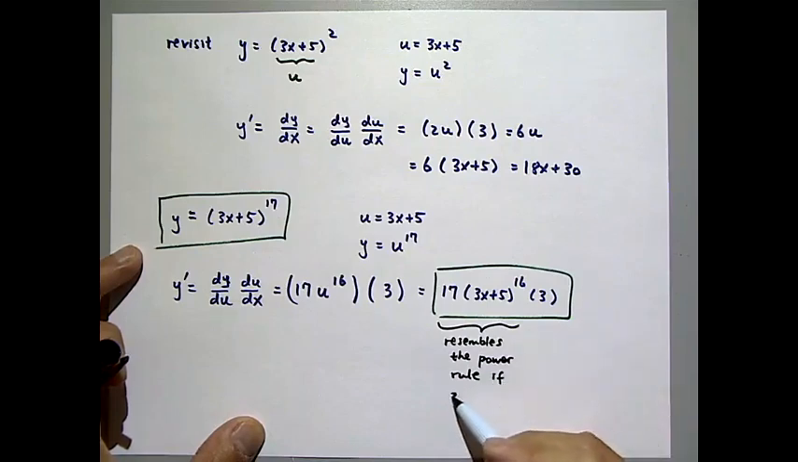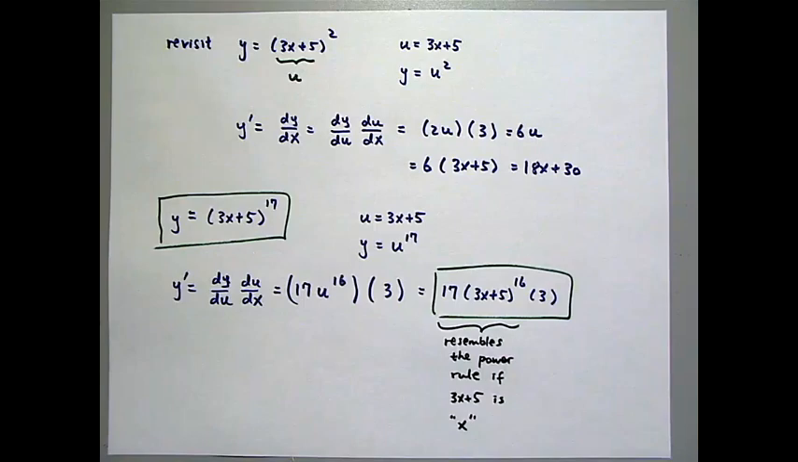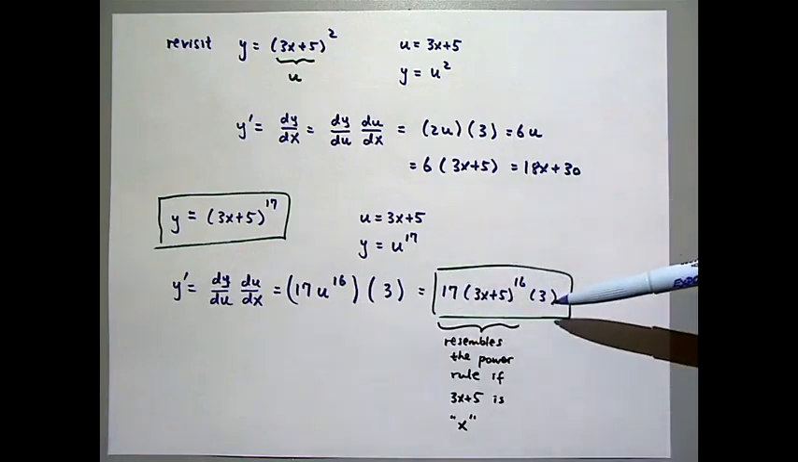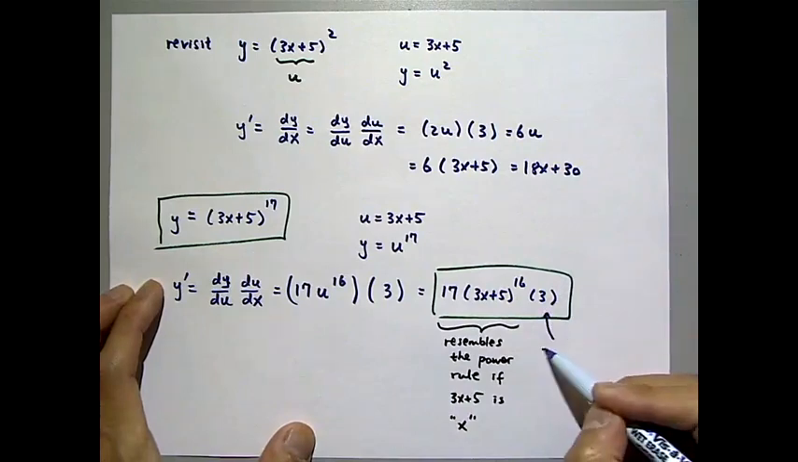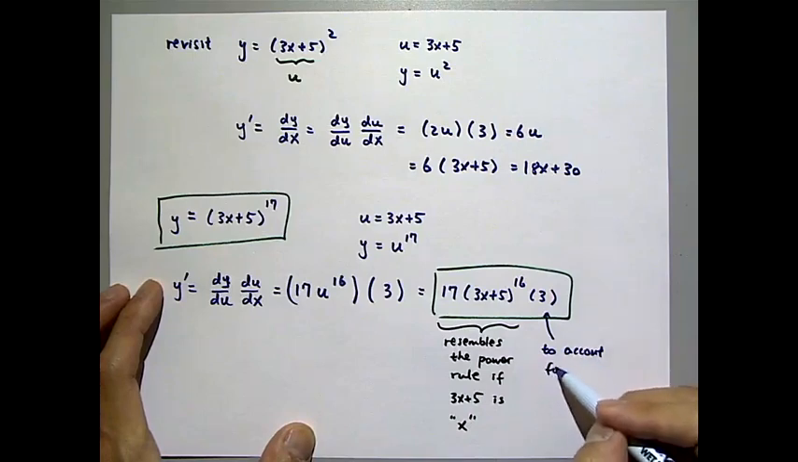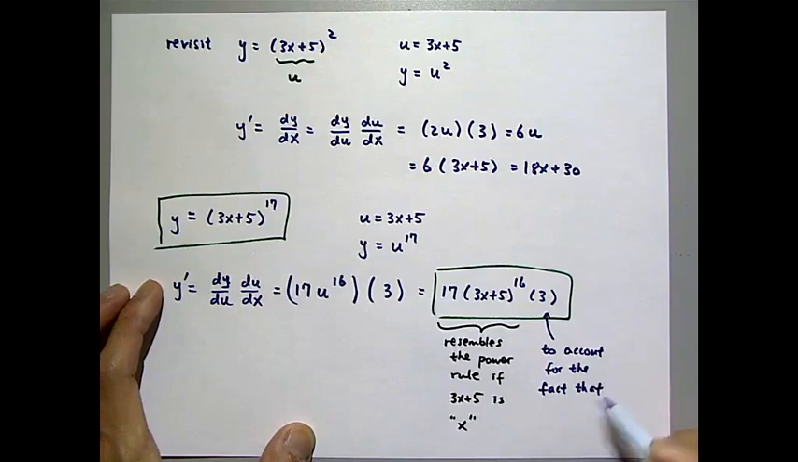If 3x plus 5 is, quote unquote, the x in the power rule part. If this were simply x to the 17, then it's 17 times x to the 16. Here we did something very similar to that. We pretend that that's just x. Brought the power down, reduced power by 1. And then we tack on this extra part, this ends up being to account for the fact that 3x plus 5 is not x.